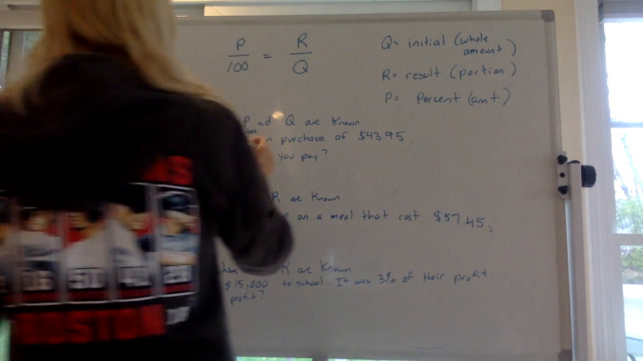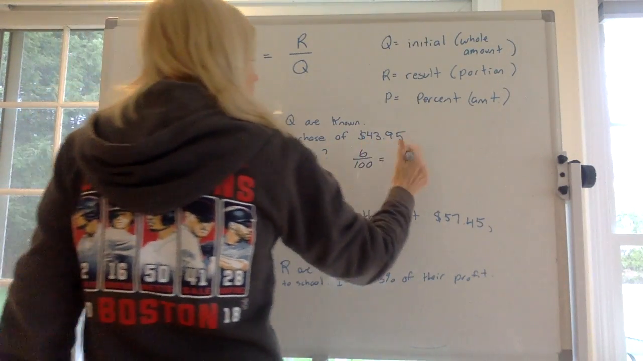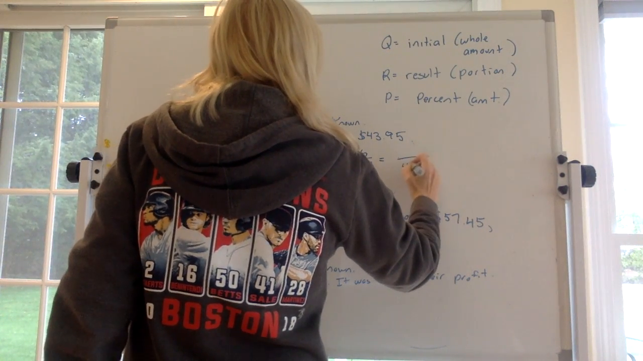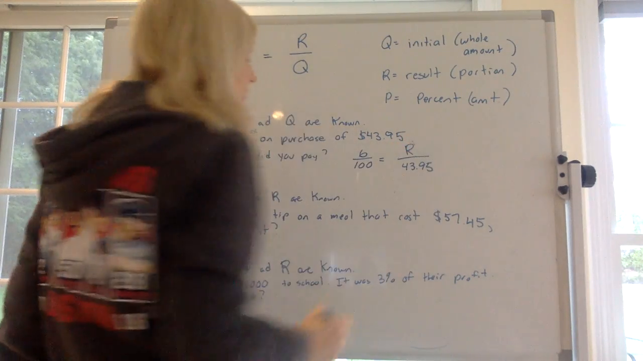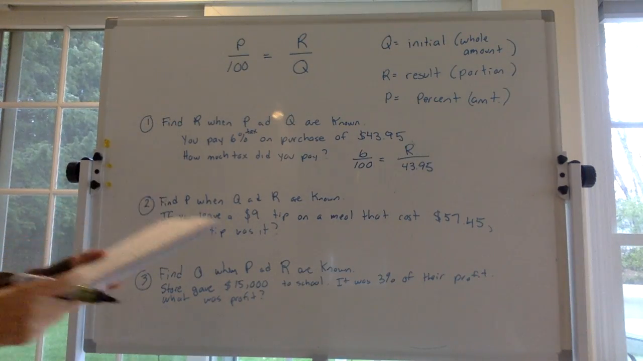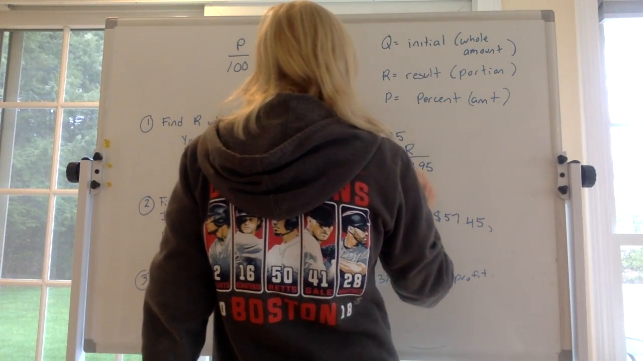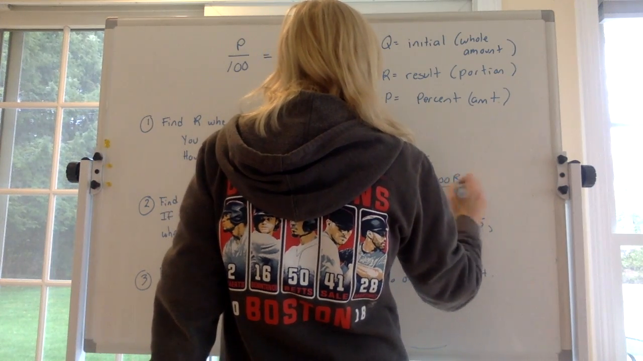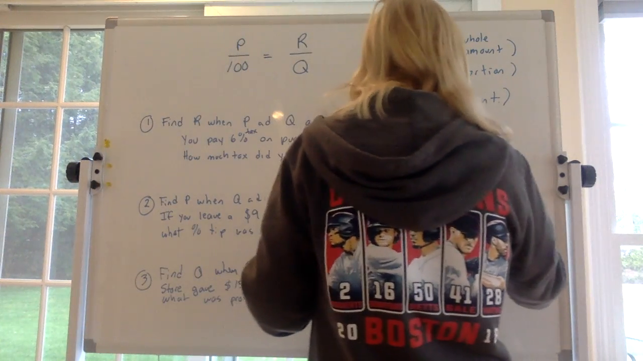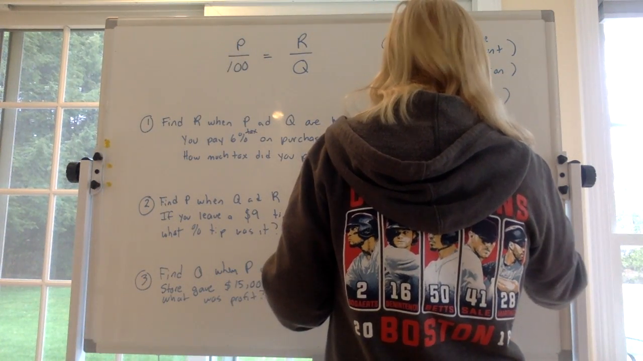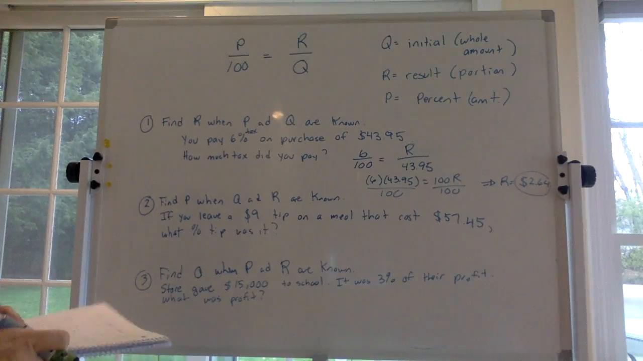So in this case, I think you can see, you know that the 6 is the P, so 6 goes over the 100, and the total amount was the $43.95. That's the Q, that's the bottom. We want to know what portion was the tax. That's the R, that's our unknown, right? So how do you solve that? You cross multiply, right? So you would do 6 times 43.95 equals 100R, and divide both sides by 100. So you do that on your calculator, and I ended up getting an R, or your tax, is equal to 2.64. Okay?